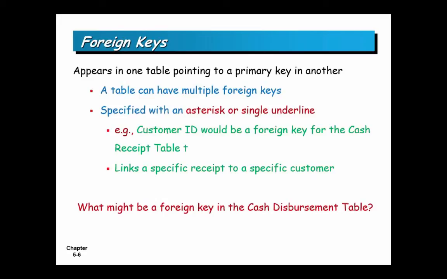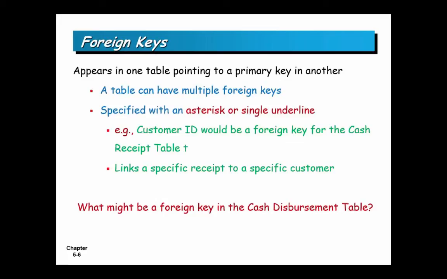And just a little bit ahead of ourselves, I want to see if anyone gets this. While you'd put the customer ID on the cash receipts table, you can't put the cash receipt on the customer table. Do you know why? Anybody want to take a guess at that? They don't receive cash from you.